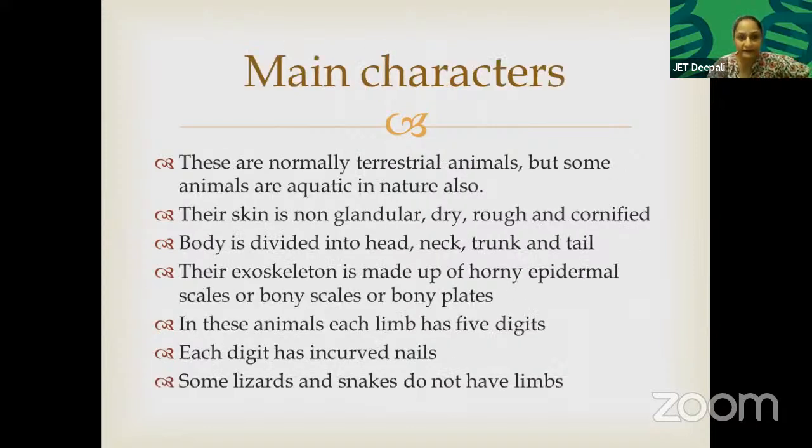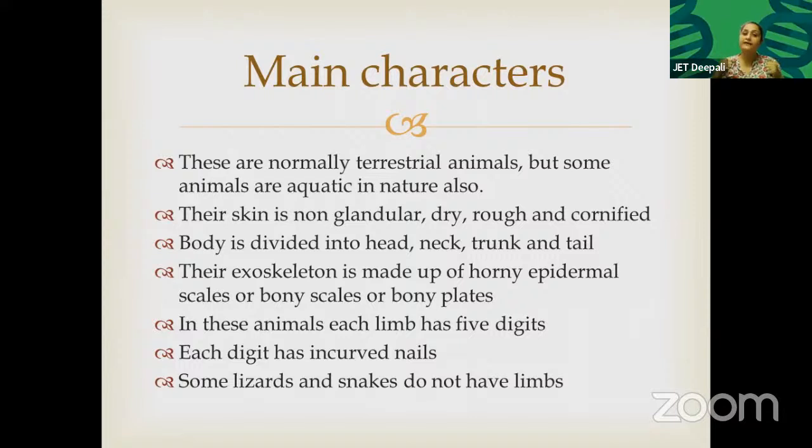Main characters again. These are normally terrestrial animals, but some animals are aquatic in nature also, like crocodiles. Okay, crocodiles can live inside the water bodies also. They can live on the terrestrial also, but they are not amphibians. Their skin is non-glandular, dry, rough, and cornified. See, their skin is non-glandular means they are not having glands like amphibians over their skin. They are not having moist skin, they are having dry skin. Why that?